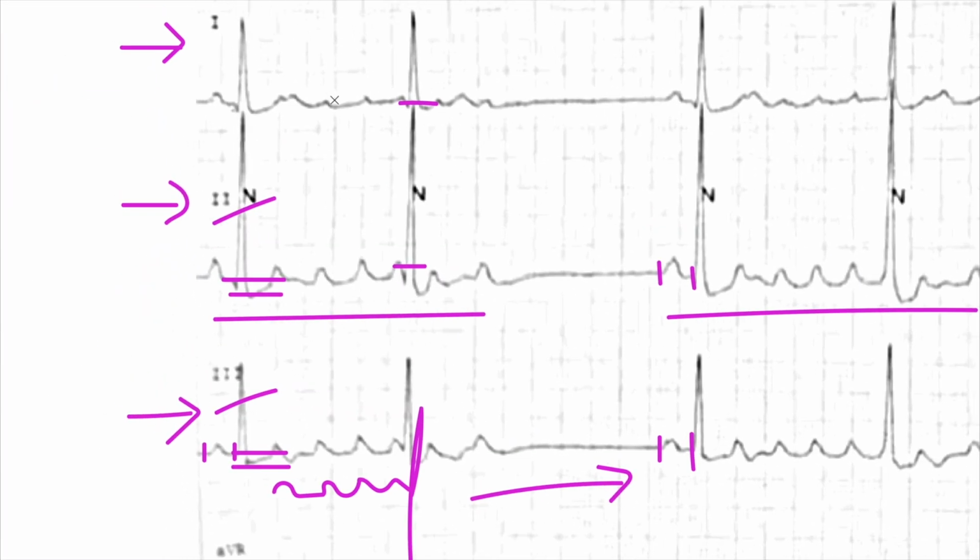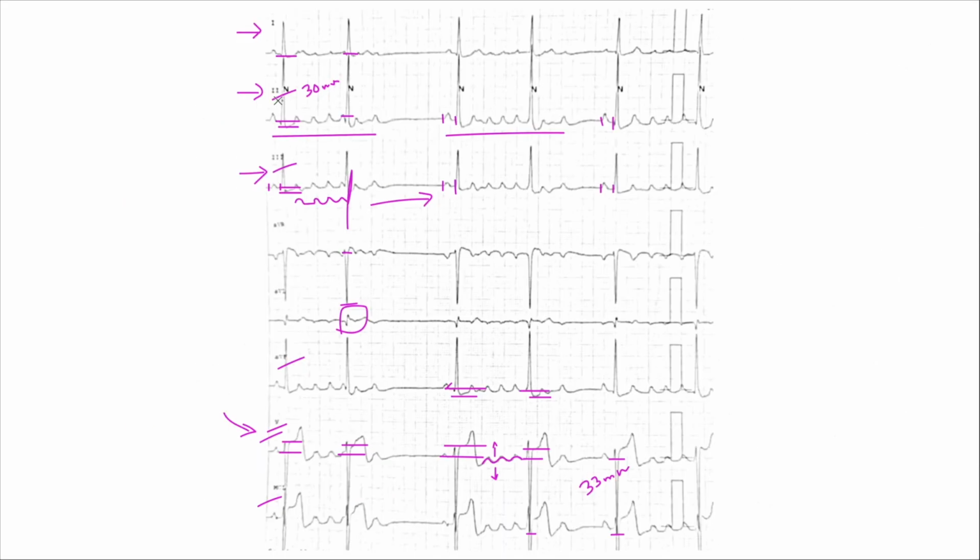Lead 2 is also huge, right? So if we take a look at lead 2, we're going to take a look at it a little more precisely. Here's my PR segment, and we're going up here to the peak of the R wave. This is 5, 10, 15, 20, 25, 30. This is roughly 30 millimeters of height. Now, I can't use Sokolov-Lyon criteria.